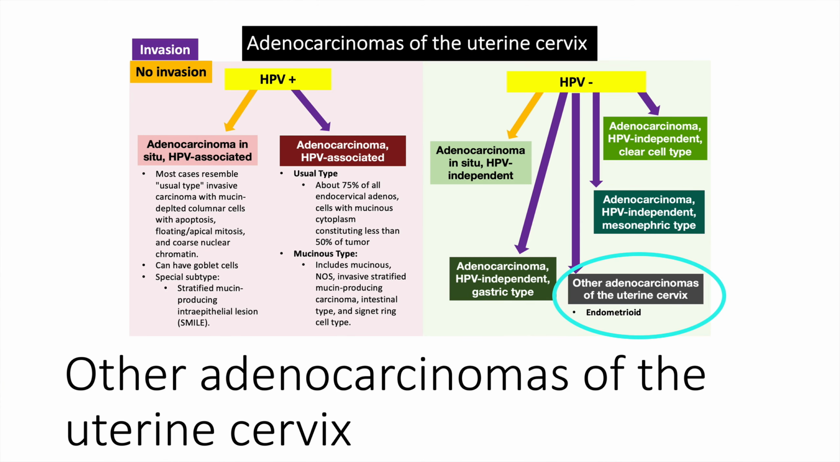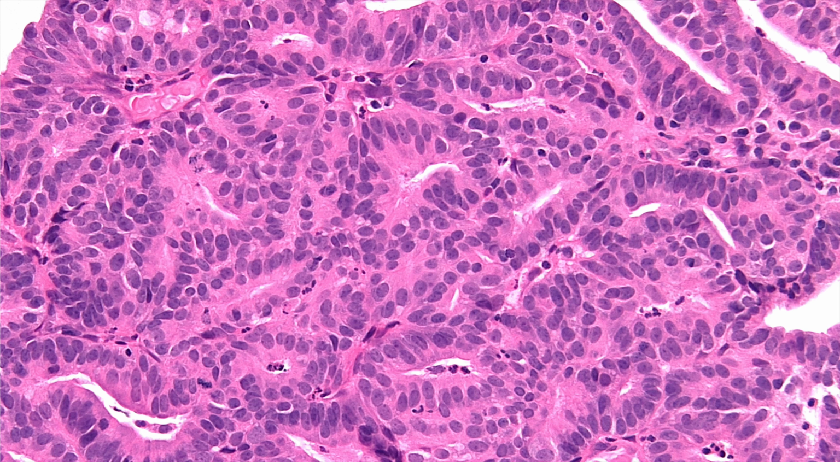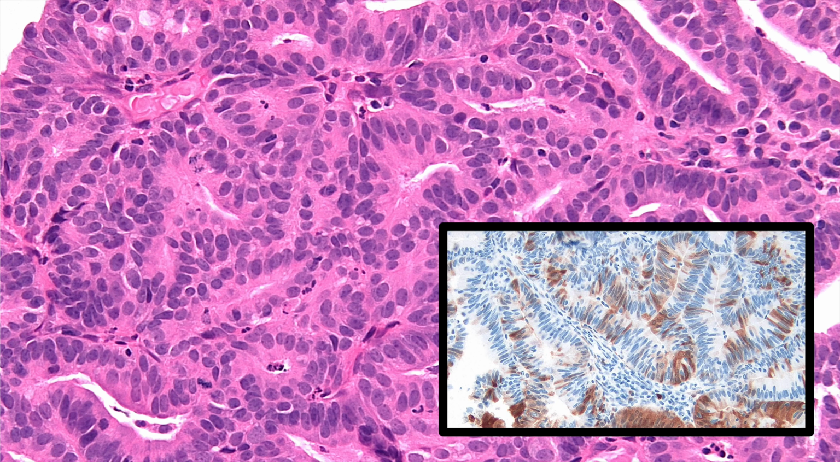So now we'll cover the last category, which is other adenocarcinomas of the uterine cervix, specifically endometrioid subtype. It has similar morphology to that noted in the uterine corpus, but one must exclude mucin-depleted forms of usual type HPV-associated endocervical adenocarcinoma. And a helpful feature is that p16 should show non-diffuse staining as noted here.